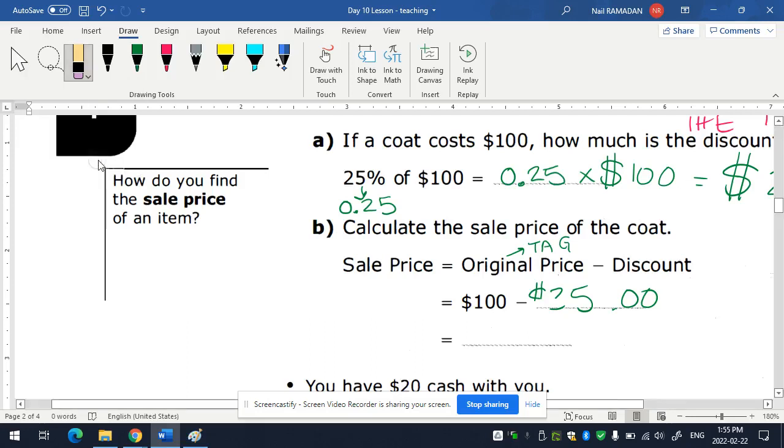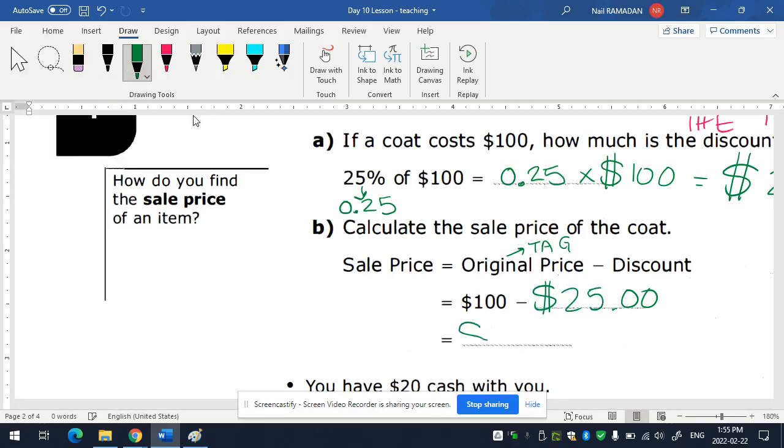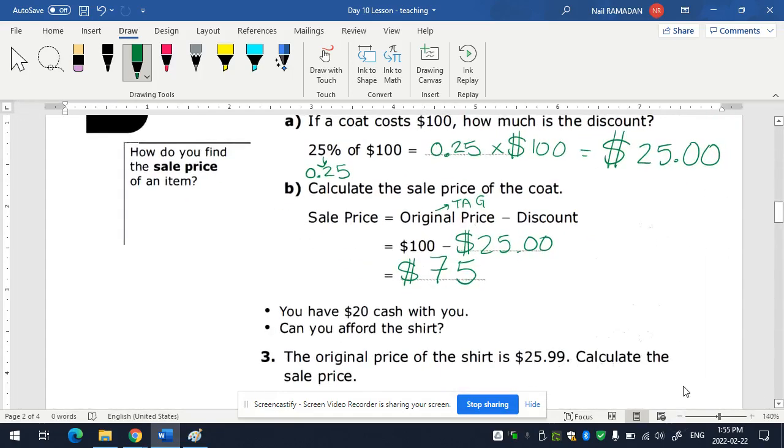Let me go to the other eraser. Yes, this one takes care of the whole thing. So $25. So how much are you actually going to be at cost? $75. Again, tax not included yet. Tax not included. Actually, again, it depends where. There are some fancy stores where.